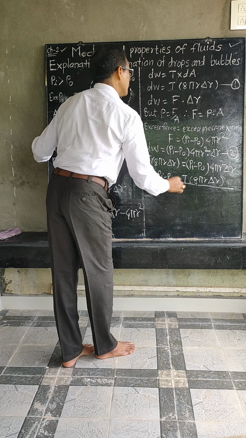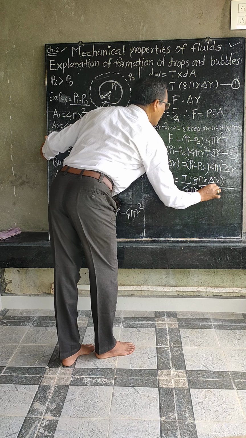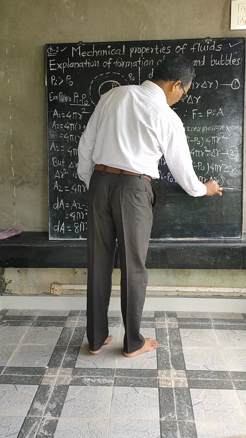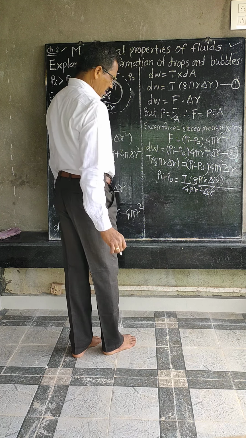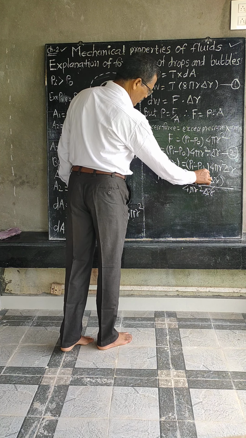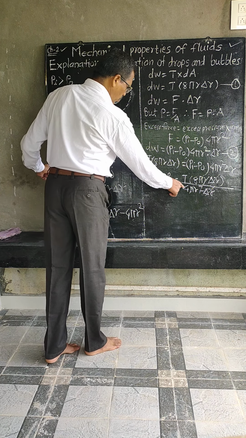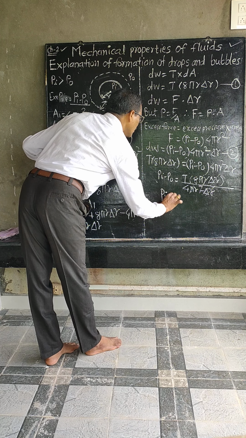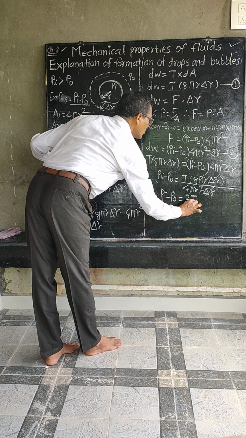divided by 4 pi r square delta r. This delta r will cancel with this delta r. Then pi will cancel with pi, and r and r square, so r will cancel. 4 into 2 will be 8 divided by 4, giving 2. Therefore Pi minus Po is equal to 2T divided by r.